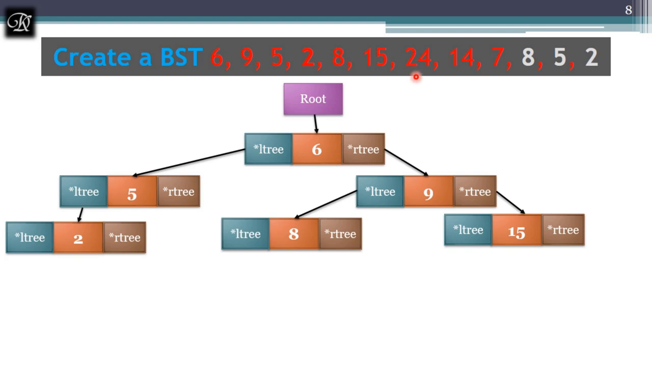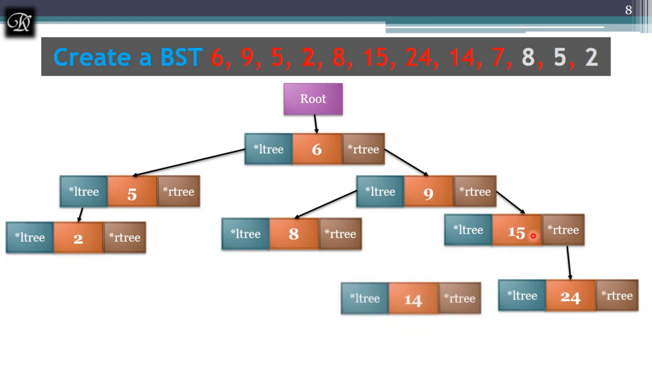Next, take up next value 24. 24 is compared with the 6, which is greater than 6, compared with 9, it is greater than 9, and compared with 15, it is greater than 15. So there are no nodes at the right of the 15, so make 24 as the right node of the 15. Similarly, take up one more node, 14. 14 compare from the root, it is greater than, compare from the 9, it is greater than, compare with the 15, it is smaller than, then make it as a left node of the 15.